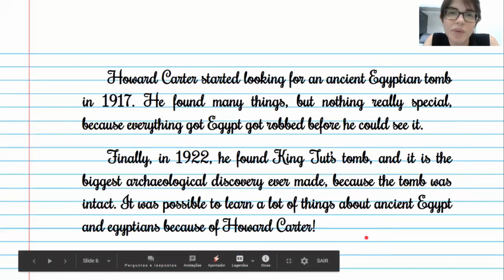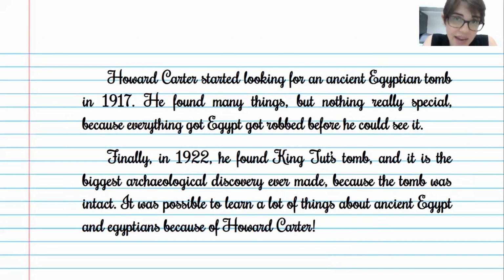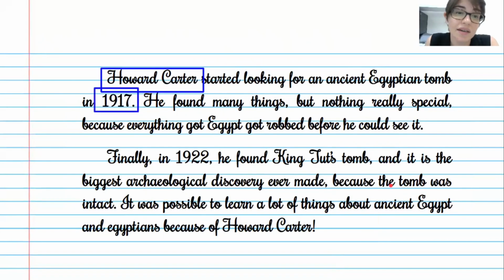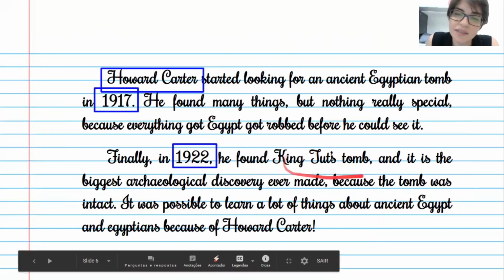Remember what I told you about historical articles? What makes the text? Facts, verbs in the past, names, places, and dates. So check it out. We have a name, Howard Carter. We have dates, 1917, 1922. Egypt is a place, people. It's the name of a place, right? You have King Tut, which is also somebody's name.